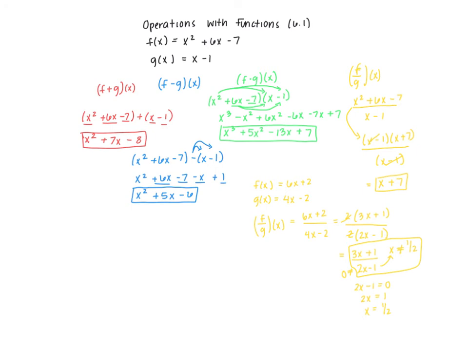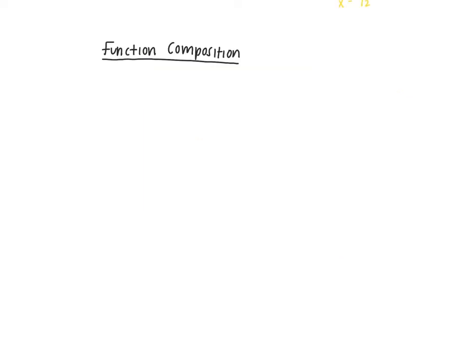So there we have addition, subtraction, multiplication, and division. Next, we're going to talk about what we call function composition. So when we compose two functions, let's say again we have, let's do new examples, f of x equals 3x plus 1, and we'll say g of x is equal to x minus 5.